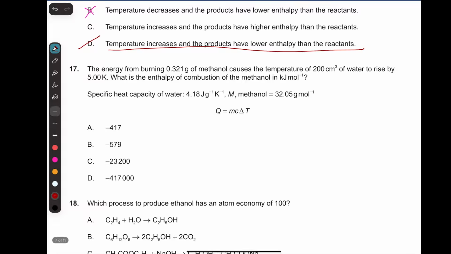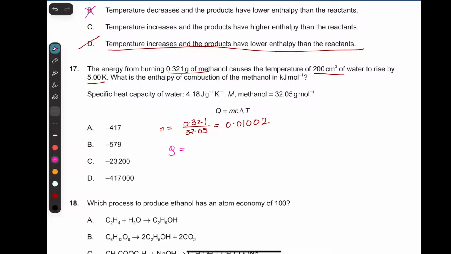Next, we have a calorimetry question. Mass of methanol is given. When this much methanol is burnt, it raises the temperature of 200 cm³ of water by 5 Kelvin. First, find the moles of methanol burned: 0.321 divided by 32.05 should give us 0.01001, approximately 0.01. This is the moles.